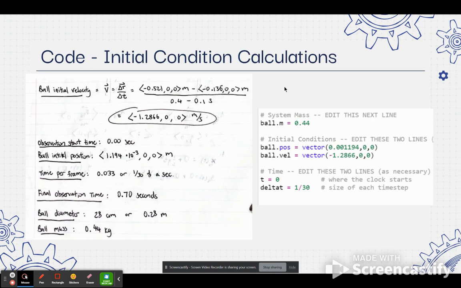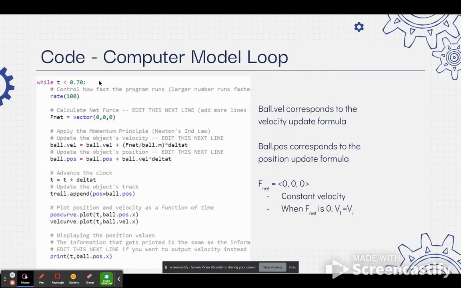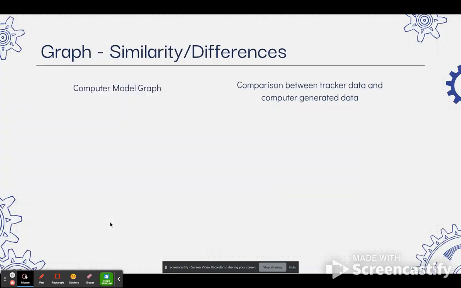Now, for the initial conditions, the main one being the ball's initial velocity, is calculated by the change in position in the x-axis over the change in time, which we get as negative 1.2866 meters per second in the x direction. And this is the code that loops the computer model, which states that as long as time is less than 0.7 seconds, the net force during this entire time will be zero to make sure constant velocity is possible. Velocity and position will update during this time, and the object will be plotted.